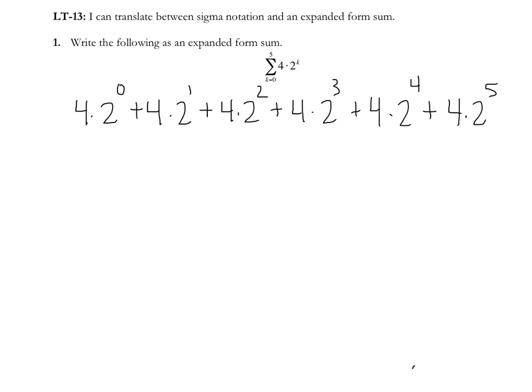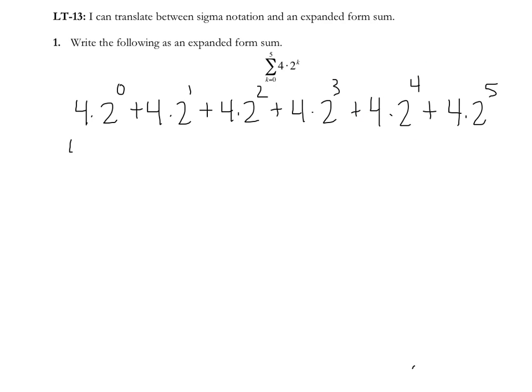Now we should simplify a bit. I should have actually written in the directions a simplified expanded form sum. What I mean by that is you simplify each of these terms and write them as a single number. Is this equal to 8? Is it equal to 72? What number is each of these pieces equal to?